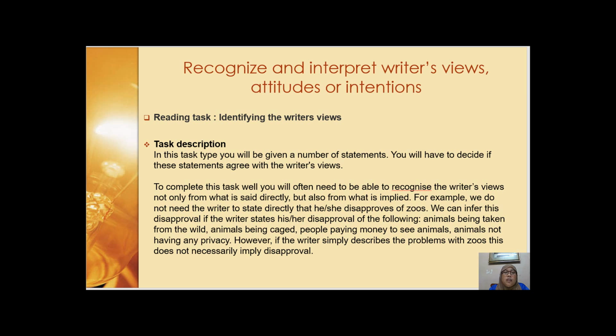For example, we do not need the writer to state directly that she or he disapproves of zoos. We can infer this disapproval if the writer states his or her disapproval of the following: animals being taken from the wild, animals being caged, people paying money to see animals, animals not having any privacy. However, if the writer simply describes the problem with zoos, this does not necessarily imply disapproval.